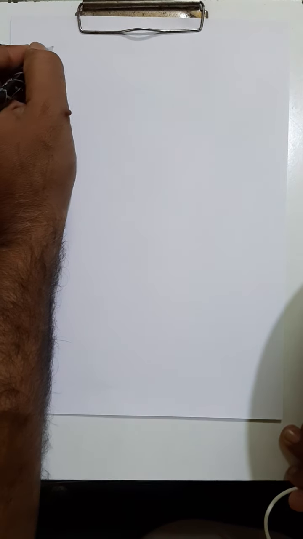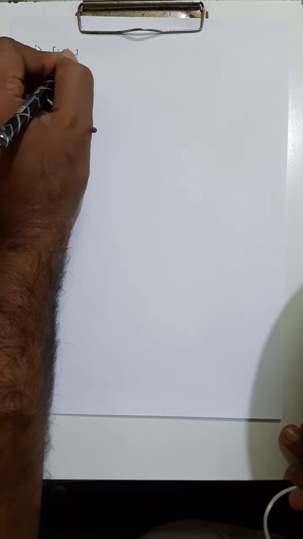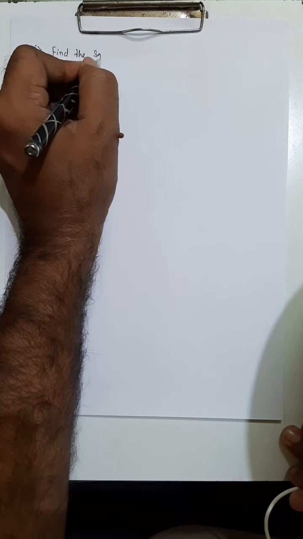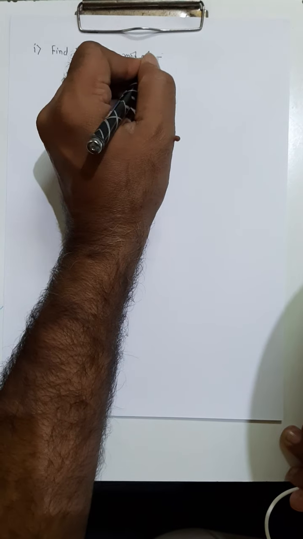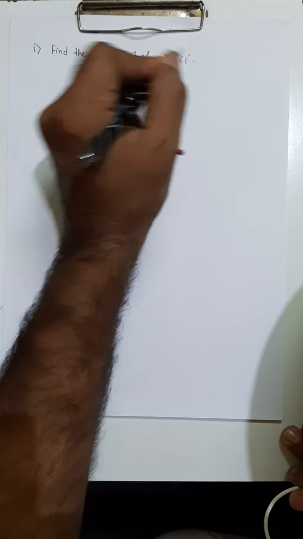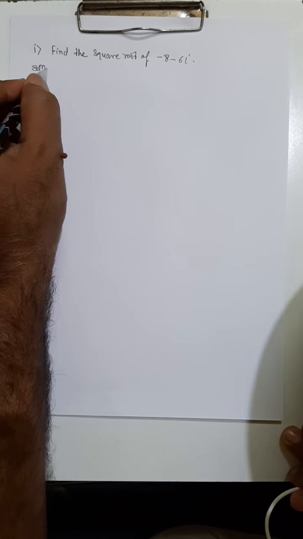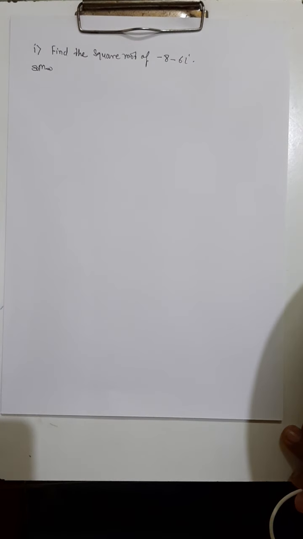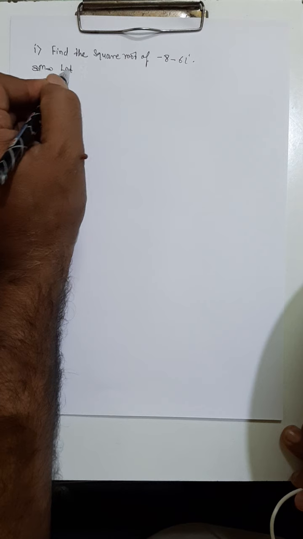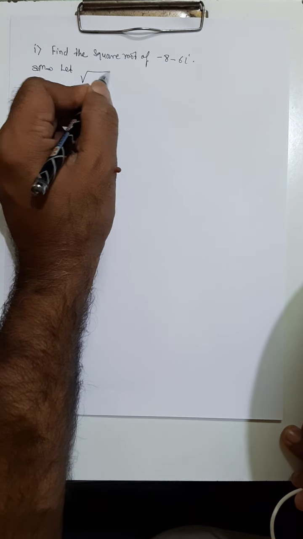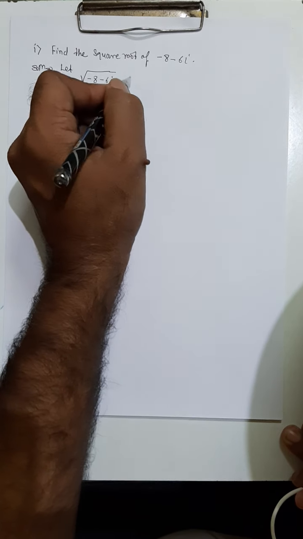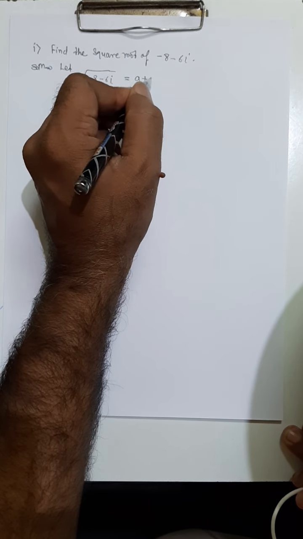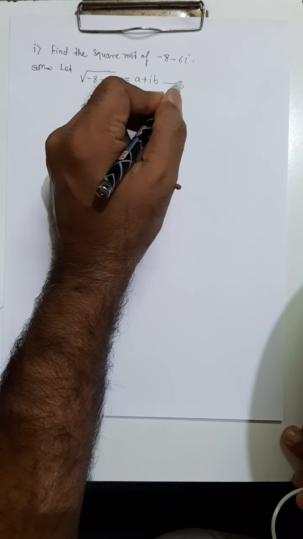Continue. First problem, find the square root of minus 8 minus 6i. Right, solution. So first step, we let, symbolically we have to find square root of this number minus 8 minus 6i, and suppose that is equal to a plus ib. Suppose equation 1.